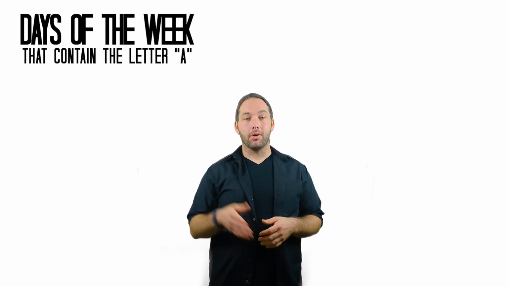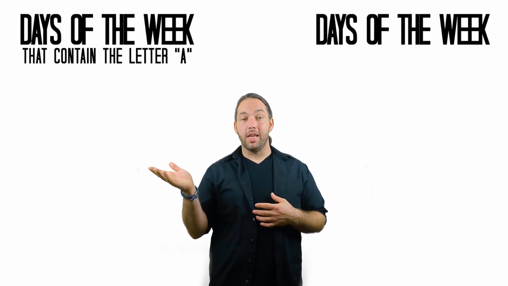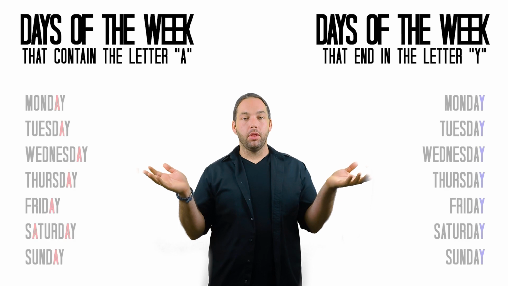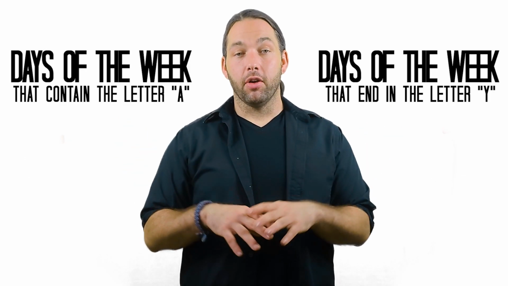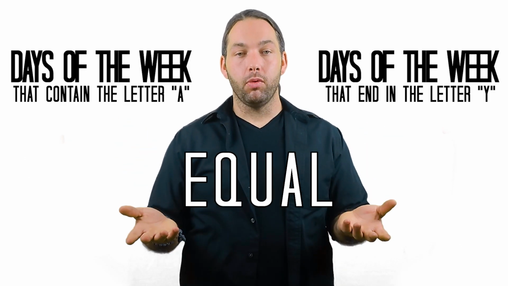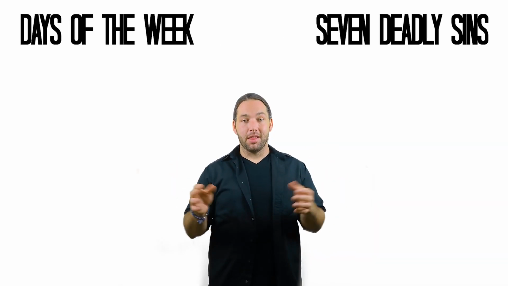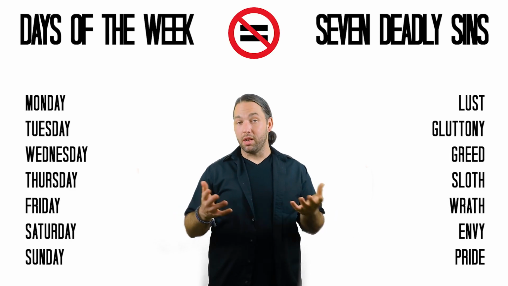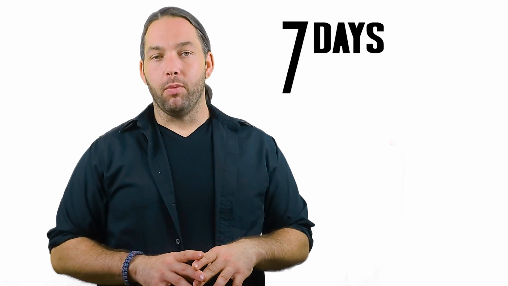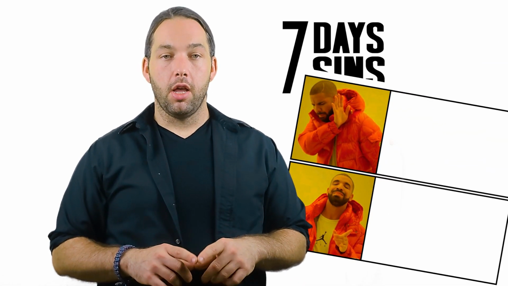If we compare the set of days of the week that contain the letter A to the set of the days of the week that end in the letter Y, they would look identical, and therefore these sets would be equal to each other. If we compared the set of days of the week with the set of the 7 deadly sins, they wouldn't be identical and thus wouldn't be equal. But both sets do have a cardinality of 7, and when two sets have the same cardinality, those sets are called equivalent.